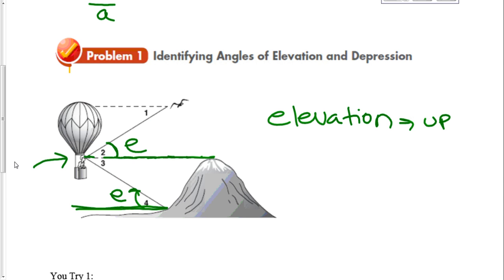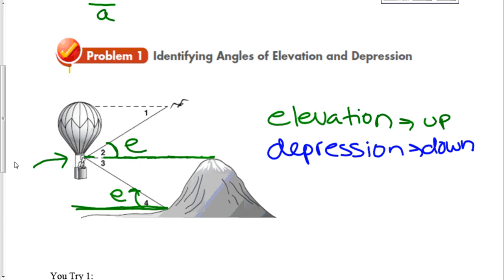Angles of depression are going down. Okay, depression, thinking of a mood. If you're in a depressed mood, you're feeling down on yourself, like the Great Depression, when the amount of money people had was going down. Okay, so looking at this guy's eyesight line, looking at the top of the mountain, angle 3 is going down. To get to the other line that forms that angle, I have to draw an arrow down. So that's an angle of depression.